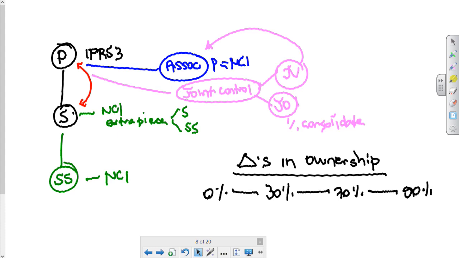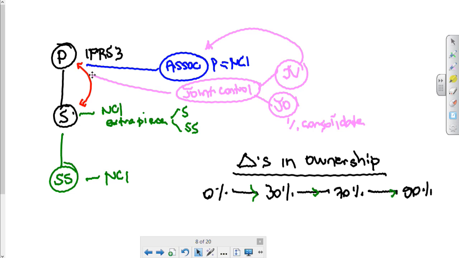What happens when I have 0 and I buy 30? That we've already done, that's an associate. But what happens when I buy some more and then I have a subsidiary? And what happens when I have a subsidiary and I buy more shares and I end up with a bigger subsidiary? I also am going to look the other way. So I'm looking this way, which is called piecemeal acquisitions.